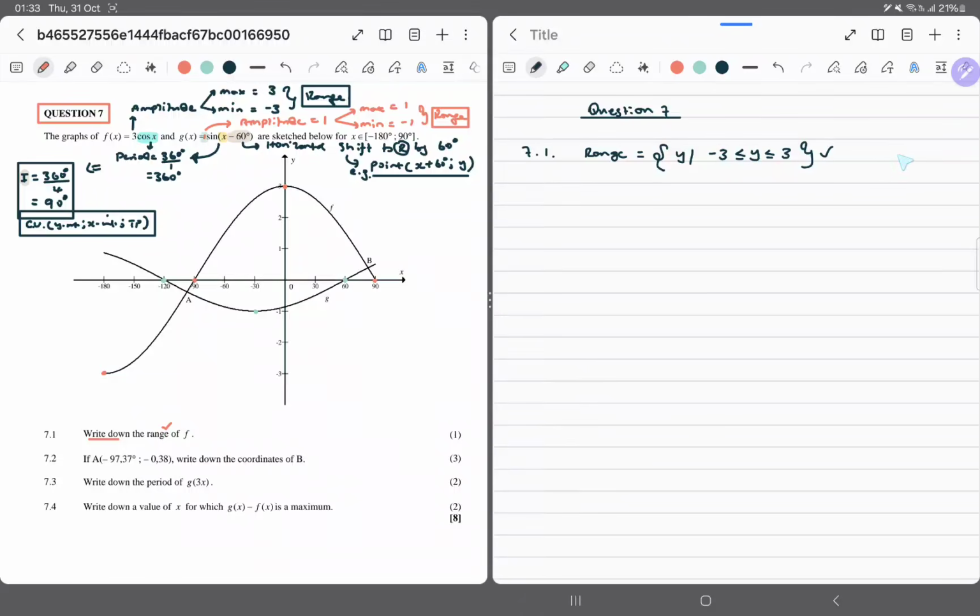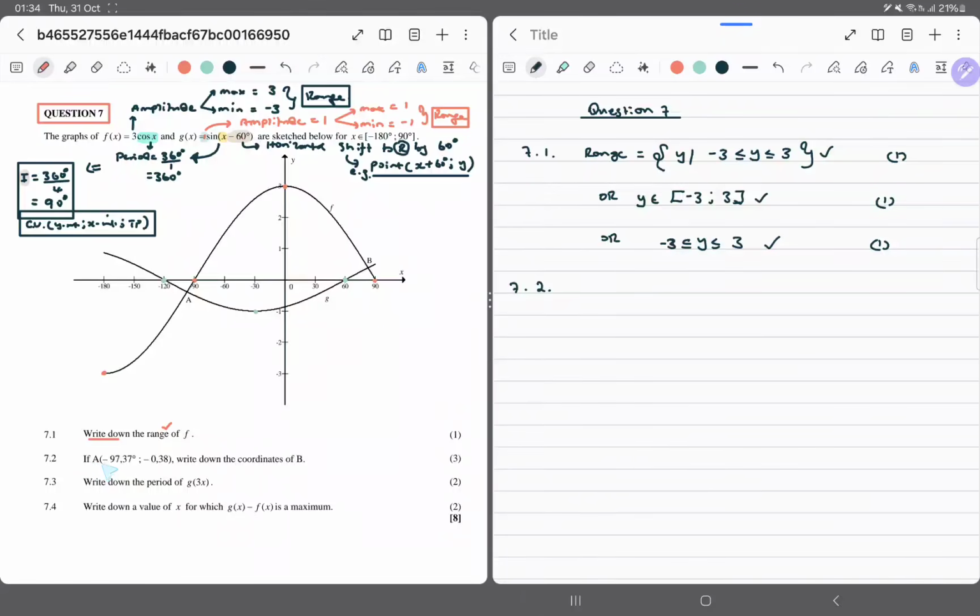I just like this way, but it's not unique. Another student can write y is an element of [-3, 3], the minimum all the way to the maximum, with square brackets to include those values. Again, that would still be 1 mark. So another student may say, look, I just want to write it like this and nothing else. That is still okay. So any one of these techniques is enough for just 1 mark.